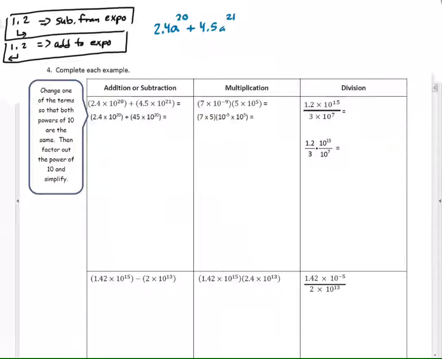Okay? You're not used to seeing really big exponents like that. You're used to seeing, like, if I had 2.4 a to the second power, I cannot add that to 4.5 a to the third power. You know, that's what you're used to seeing. Those are not like terms, so you cannot add those. But because we're in scientific notation, we can actually manipulate these tens a little bit. Okay? So check this out.